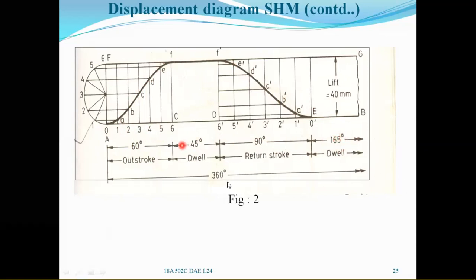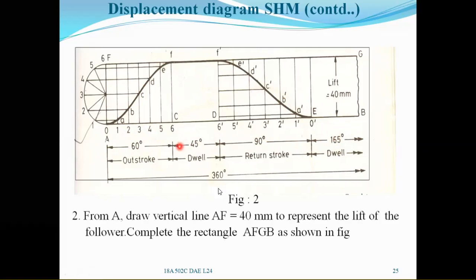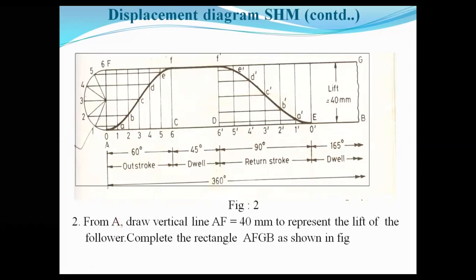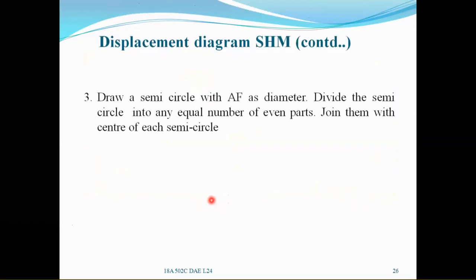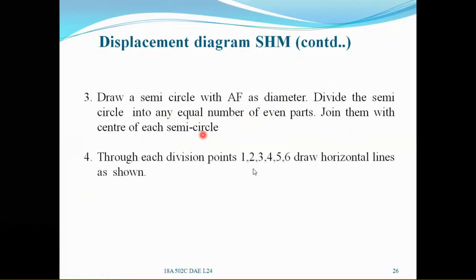So after completion of this, let us go to the profile. So from A, draw vertical line AF equal to 40 mm to represent the lift of the follower. Complete the rectangle AFGB, and draw a semicircle with AF as diameter. Divide the semicircle into any equal number of even parts. Join them with the center of each semicircle.